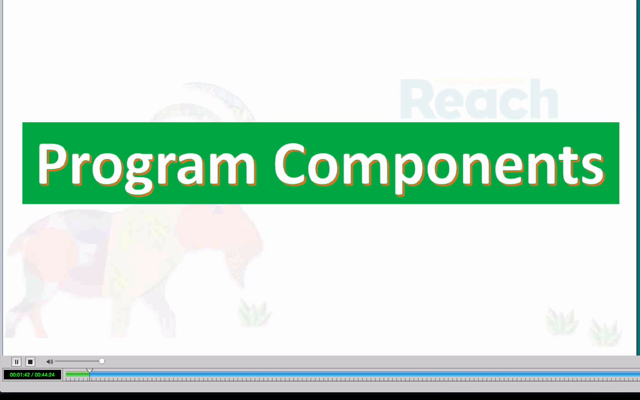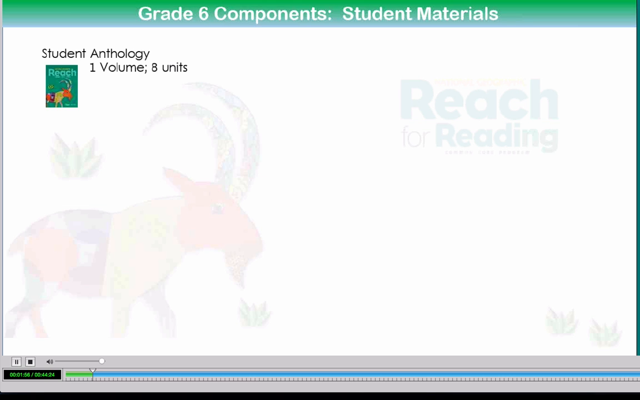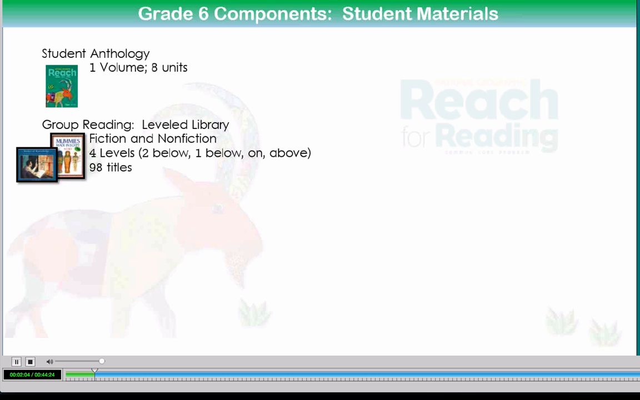So the first thing we're going to do is look at actual program components. You're going to see some differences from the current 2014, but you'll also see a very close alignment in number or types of components. So your student anthology will be the same as you know from grades 3, 4, 5, 1 volume, 8 units. You will have your leveled library with 4 levels, both fiction and nonfiction, 2 below, 1 below, on and above. This will have 98 titles, which is the fewest, but that is because these books are also the longest. So there will be more titles that span 2 weeks.